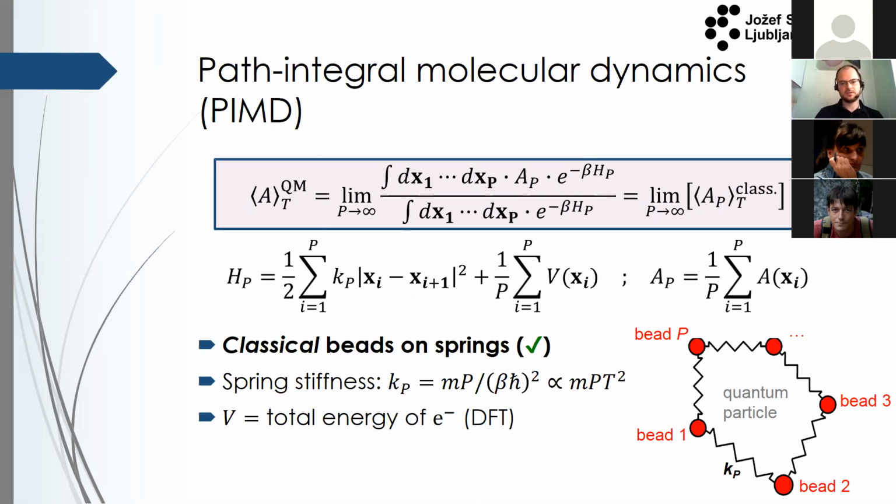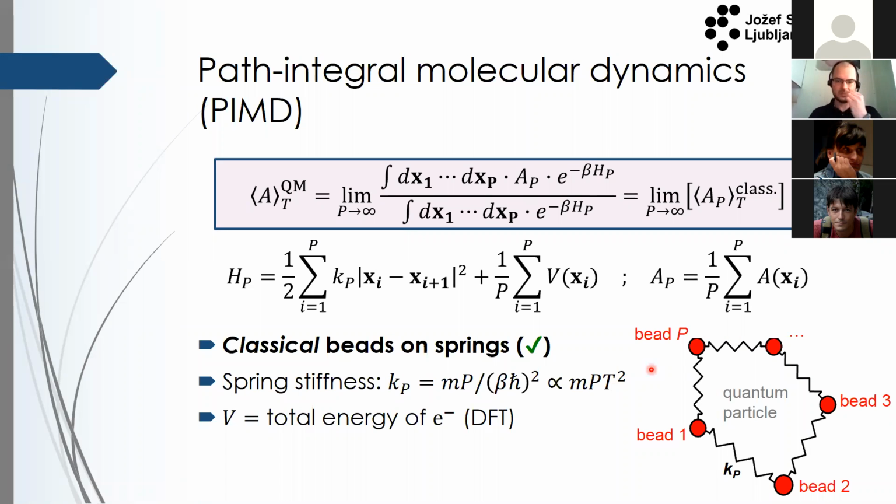The spring stiffness here has the following dependence on the mass, the number of beads, and temperature. And this gives us some intuition about what is happening. So we replaced a quantum particle by beads connected by springs.